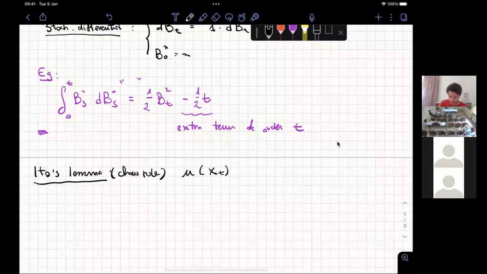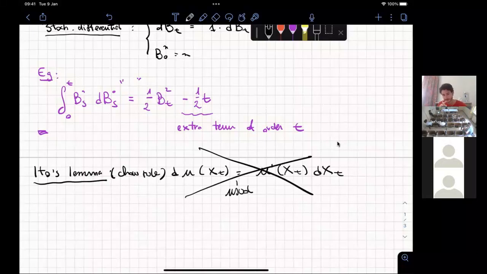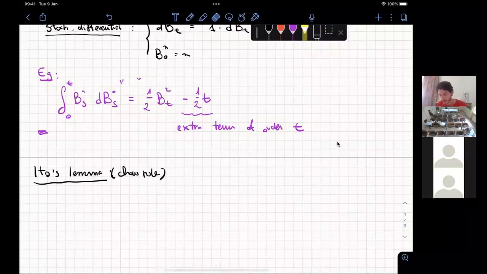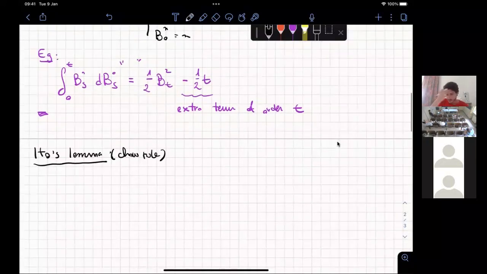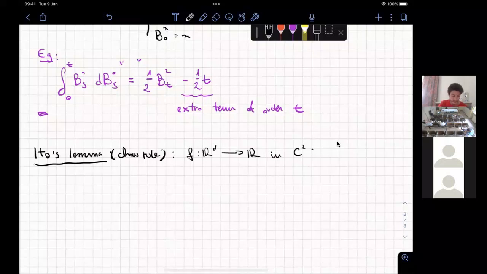So this will be the usual one, u prime of x times... This is the usual, and this does not work in our case. So what we can do in this case, well, we can prove the Ito lemma. It's the real formula for this case. Let's write it down just for the Brownian motion. So let us take a function f from R^d to R, and let us take it in C2 of R^d, so twice continuously differentiable.